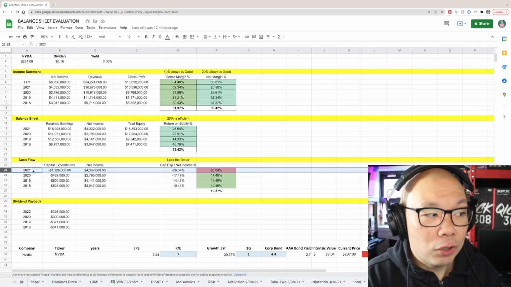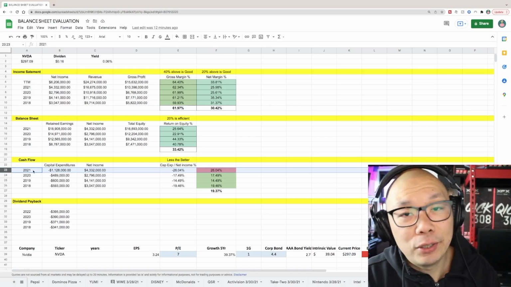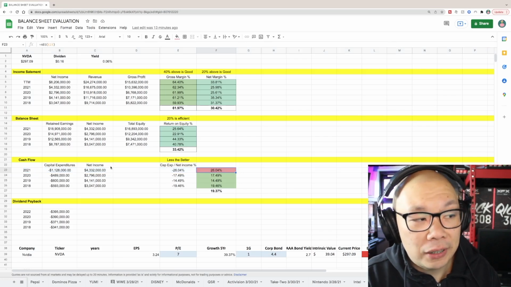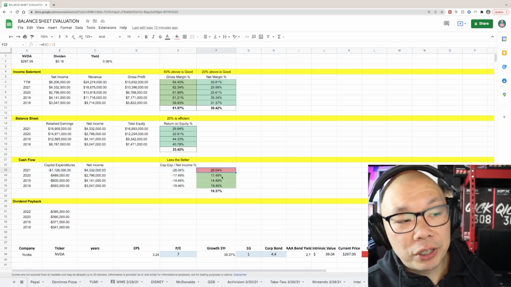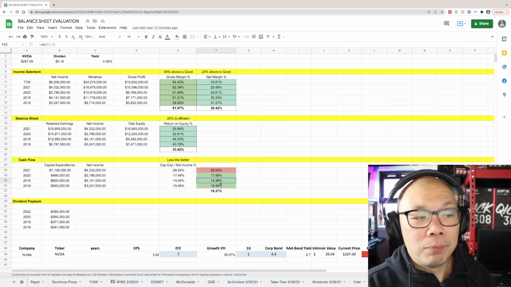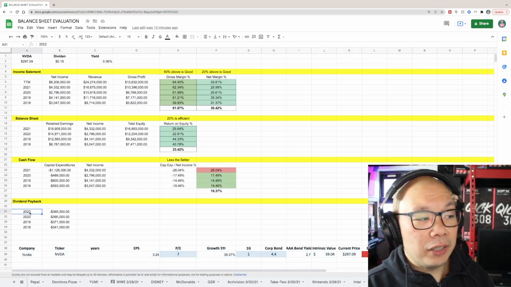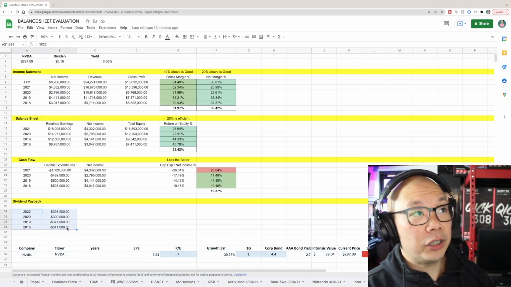So in 2021, obviously a lot of things happened in 2021 to show this price difference. Why is it above 20%? And every other year before that was doing great. Now, these are the dividend payouts to the shareholders.